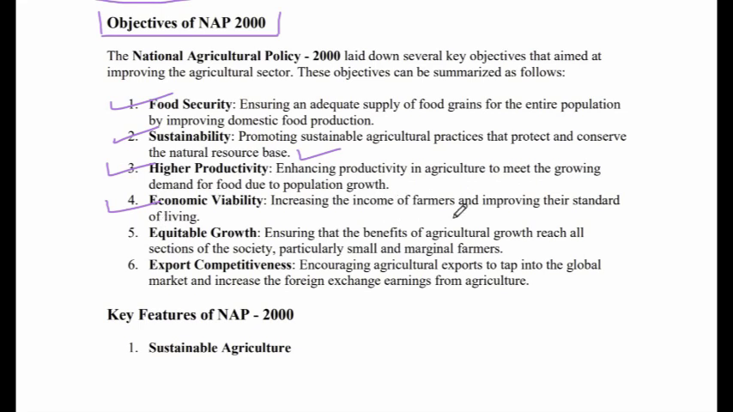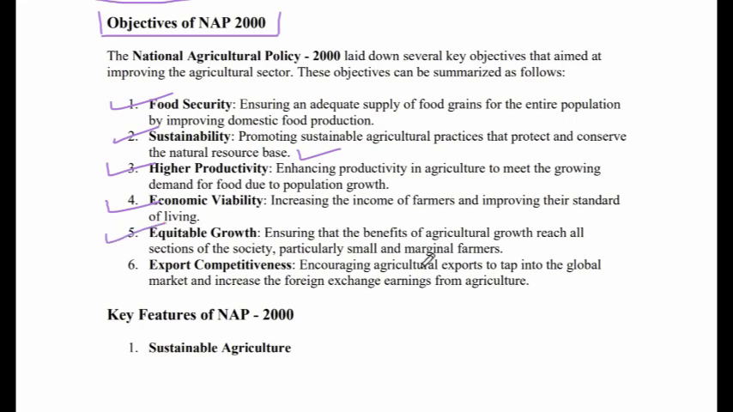Economic viability. Increasing the income of farmers is very important, because only then they will be motivated to continue doing the farming and improve their standard of living as well. Because we see a lot of farmers, their standard of living is also very poor, even today. Increasing the income of farmers and improving their standard of living is one of the objectives of NAP.